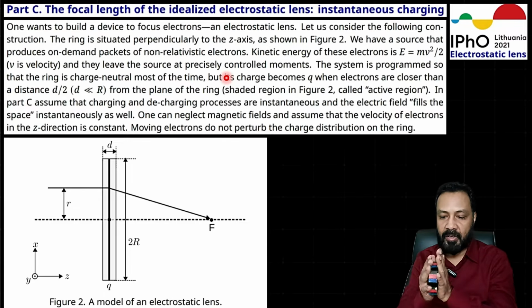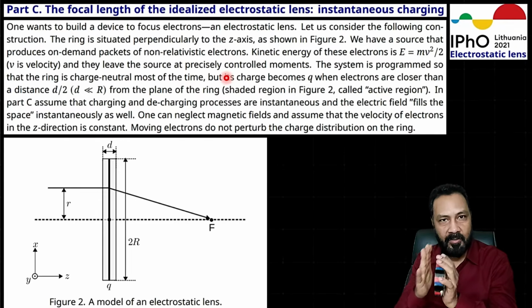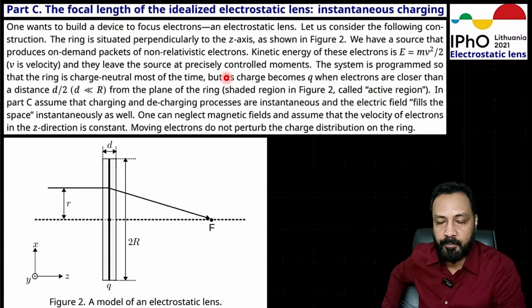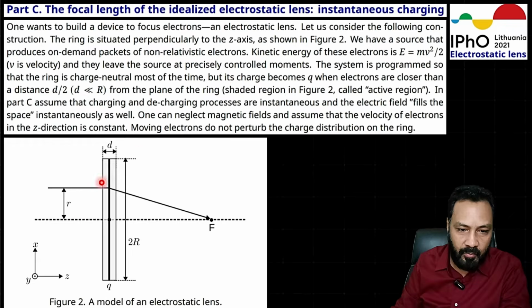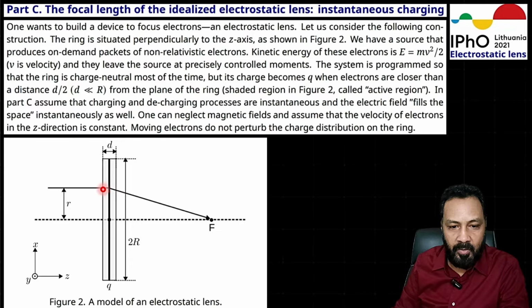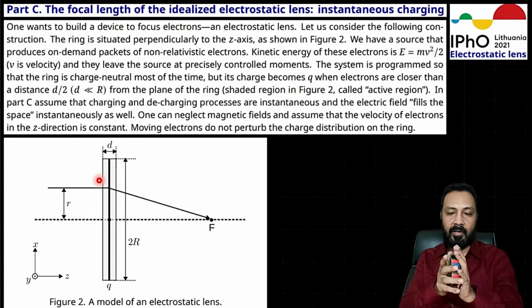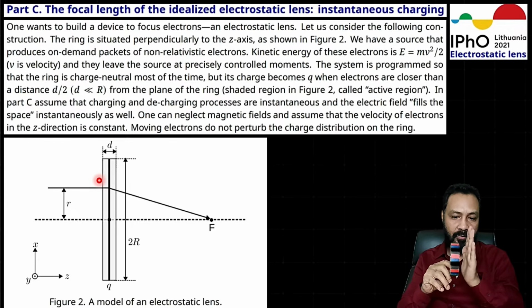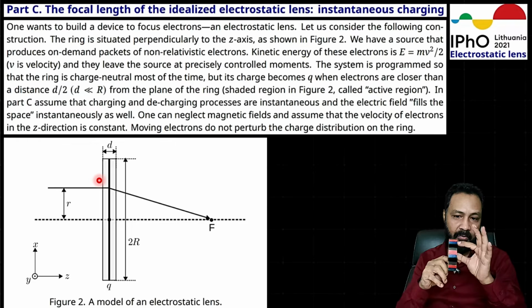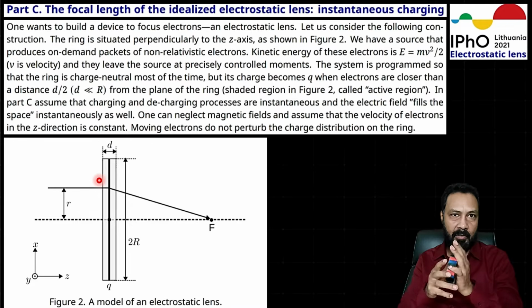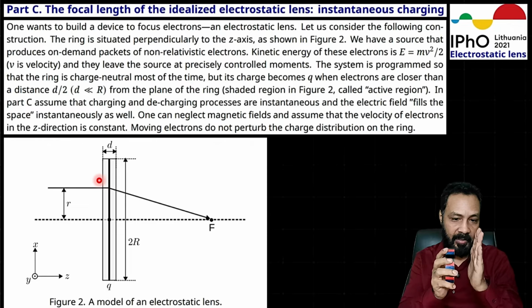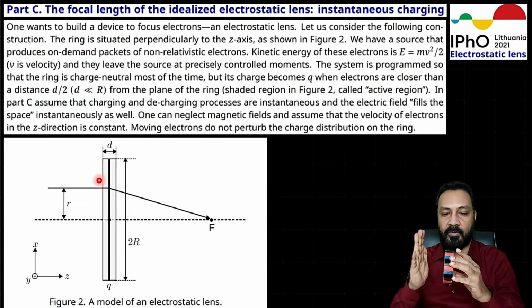So very near to the ring, some distance on this side and some distance on this side, that distance is also very small compared to capital R. From here to here, that whole thing is called the active region. What I am showing is out of scale, as this distance is very small compared to the radius of the ring, but to explain, I am just showing that. Suppose the active region starts from here and extends up to here.